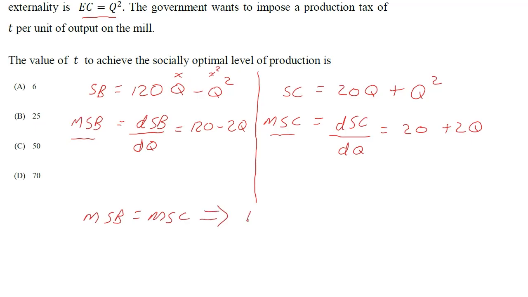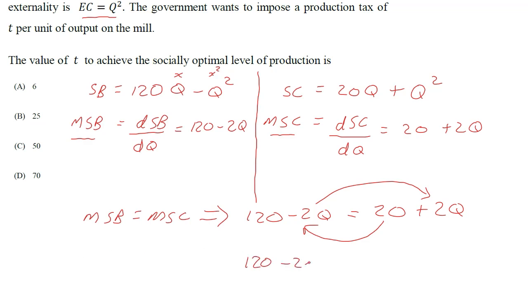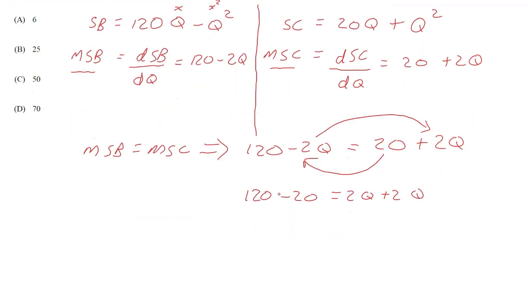Which means that 120 minus 2q must equal 20 plus 2q. Now 2q over here is subtraction, it goes that side, it becomes addition. 20 over here is addition, goes that side, it becomes subtraction. And we can then say that 120 minus 20 is equal to 2q plus 2q. I'm putting the q's on the other side. So I have 4q is equal to 100, and therefore q is equal to 25. All right, so a little bit of differentiation required. Otherwise, we get the answer.